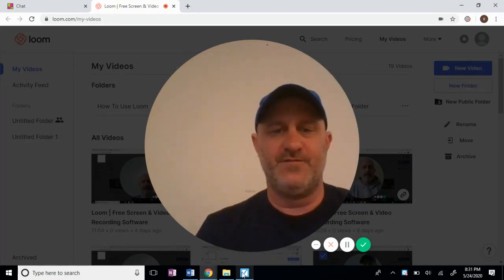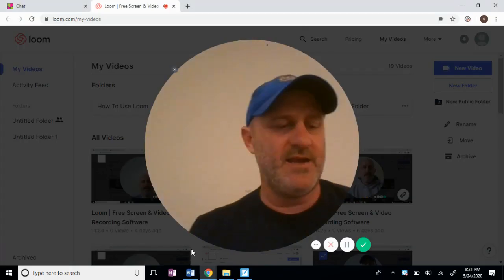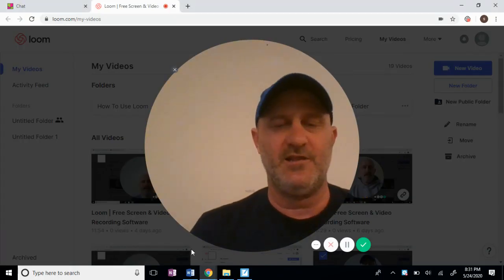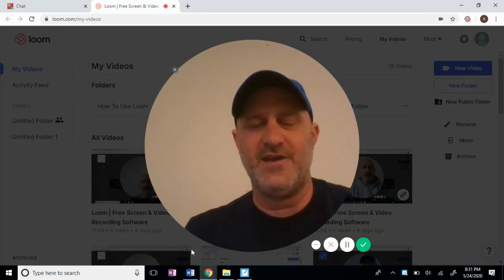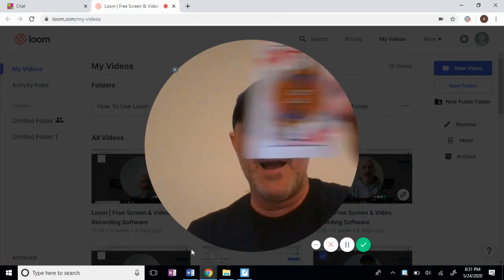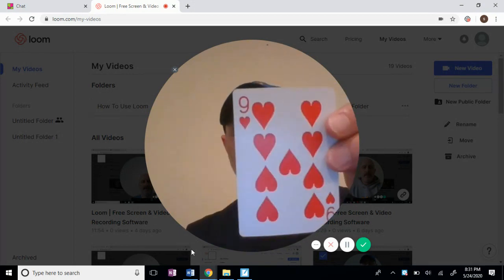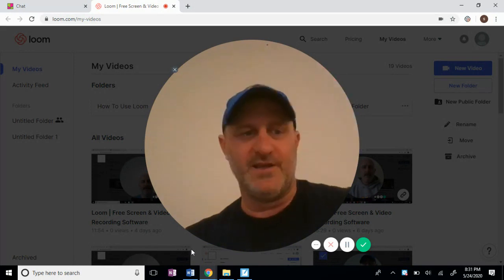So let's go back to the screen for a second. Okay, so there are 4 different suits: hearts, diamonds, clubs, and spades, in a full deck of cards. And each of these suits is represented evenly. Now, despite each of the suits being represented equally, look at all the hearts that were in that selection of 13. So that would defy theoretical probability, okay? There were a lot of hearts in that selection of 13. So that would go against our theoretical probability.